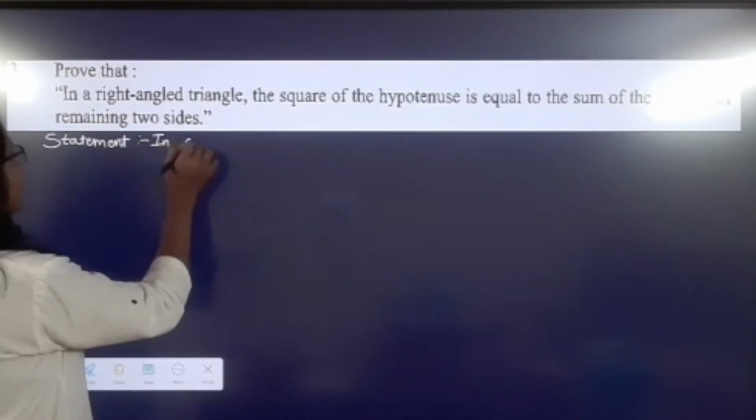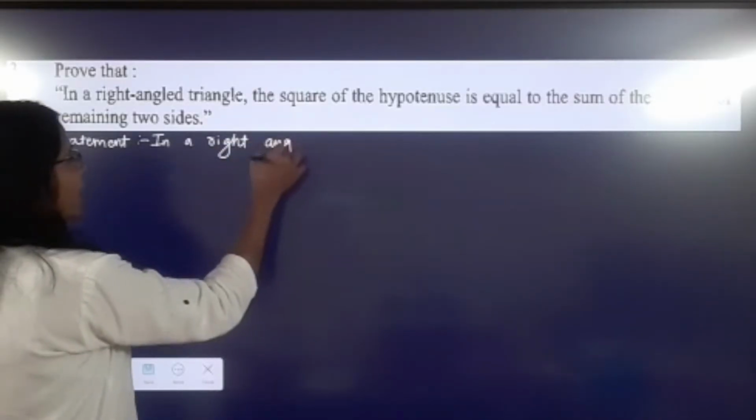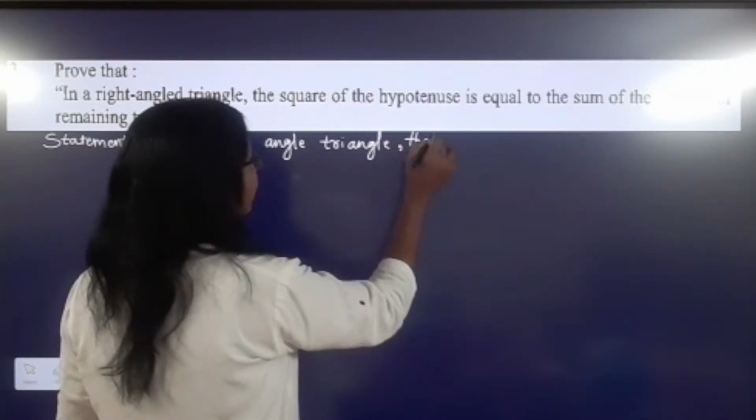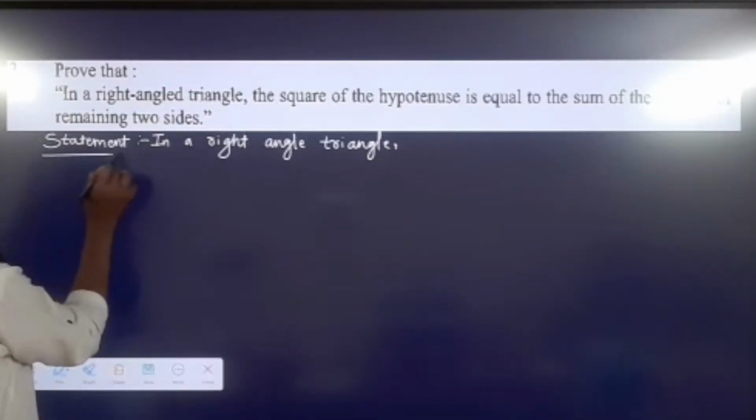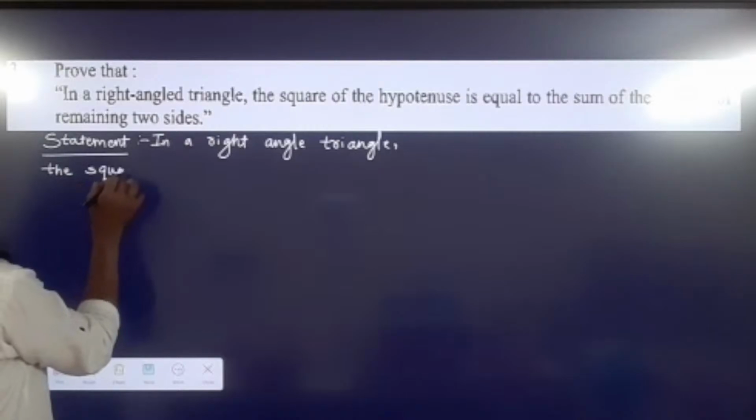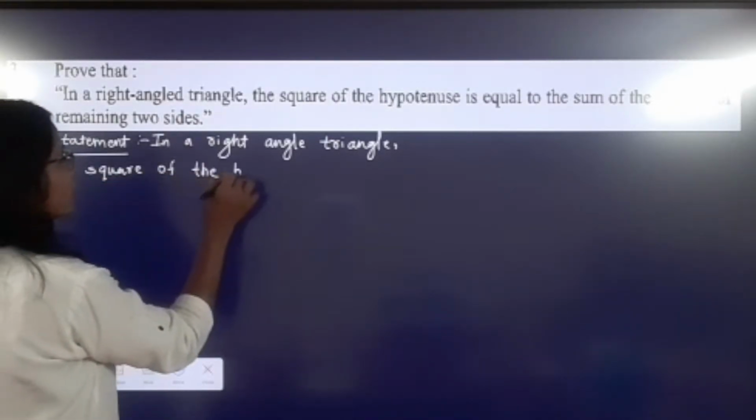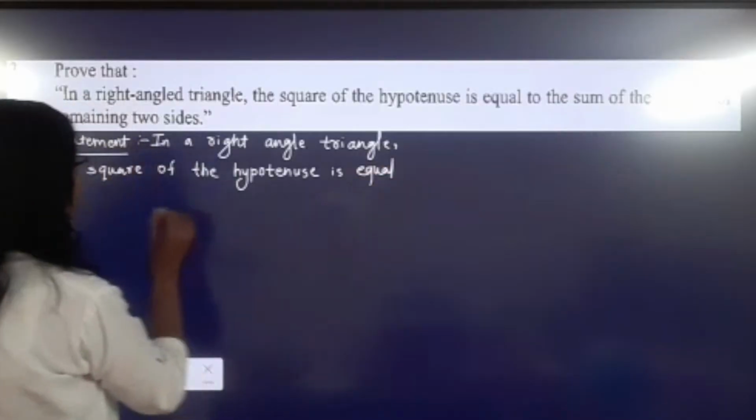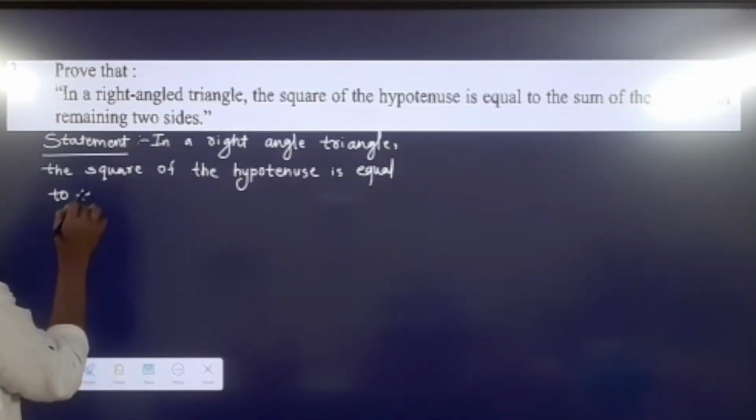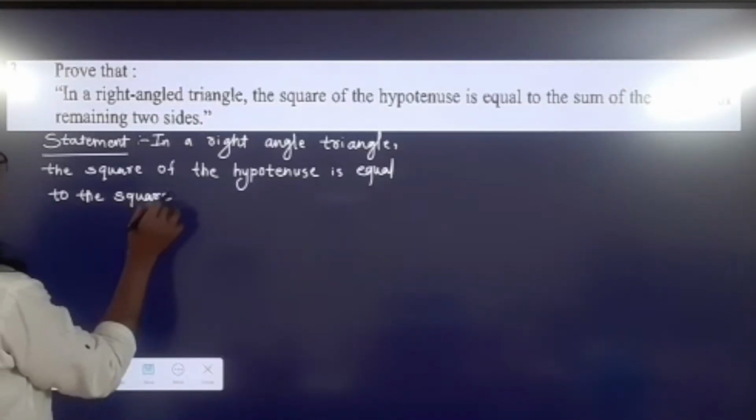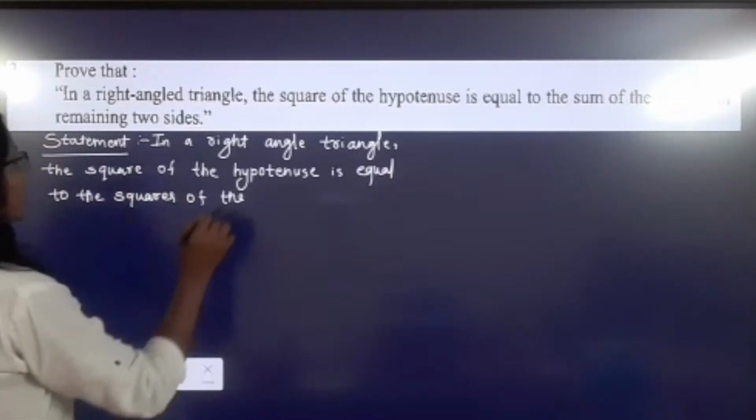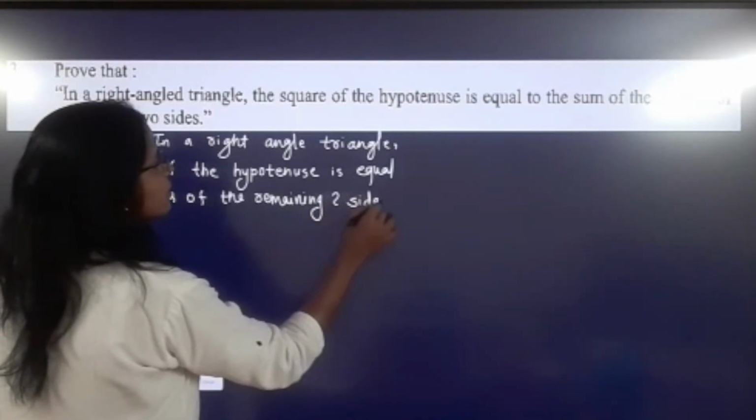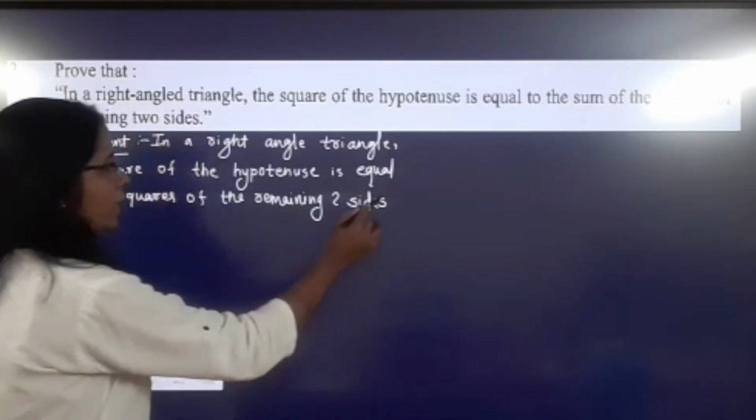In a right angle triangle, the square of the hypotenuse is equal to the sum of the squares of the remaining two sides. Okay, students, this is the statement.